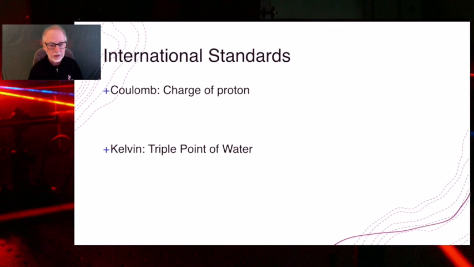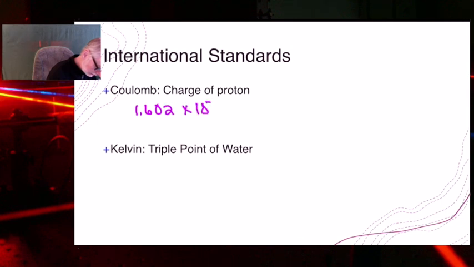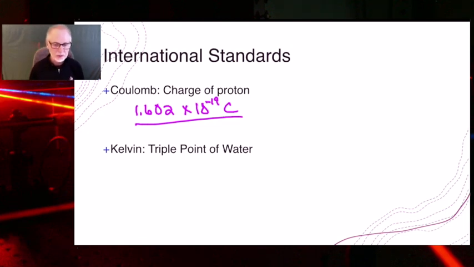Going on to some of the other standards that we've talked about, the coulomb is defined in terms of the charge of the proton. The charge of the proton is very small relative to the coulomb, but that's how it's defined. The coulomb is defined in terms of that charge of the proton, which is 1.602 times 10 to the minus 19 coulombs, and again, I'm rounding off here.